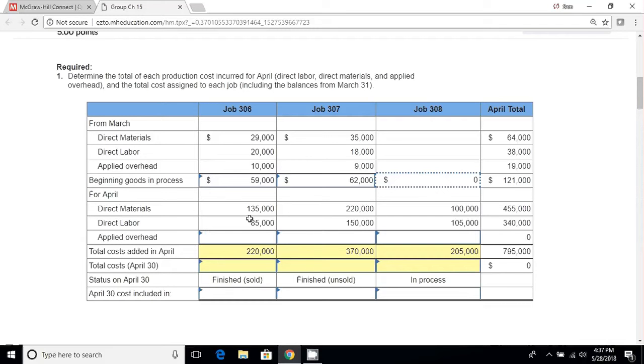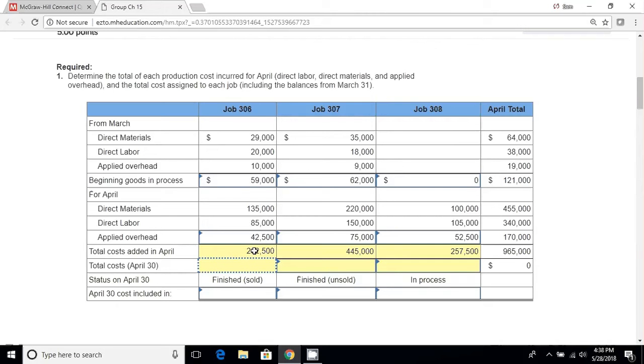So it's bringing some information down here for us. When we come down, it says, all right, how much is applied overhead? Well, the applied overhead for April. And by the way, you can see it up here. Applied overhead was half the direct labor. Well, that means that we need to apply half of the direct labor because their rate is 50%. We just went over that number, but it's 42,500 for job 306, 75,000 for job 307, and for job 308, it's 52,500.